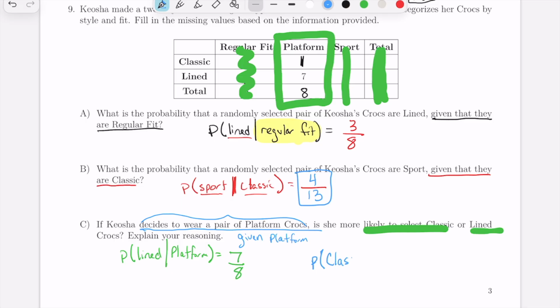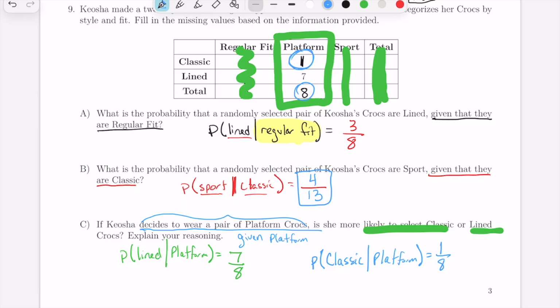And if we look at the probability of classic given platform, well, I know that there's only one classic out of the 8 possible. 1/8. We probably wouldn't need to go this extent to identify the fact that she's much more likely to choose lined than classic. You could even just look at that and say, wow, there's 7 lined and only 1 classic of the platform shoes. So she's much more likely to choose lined.